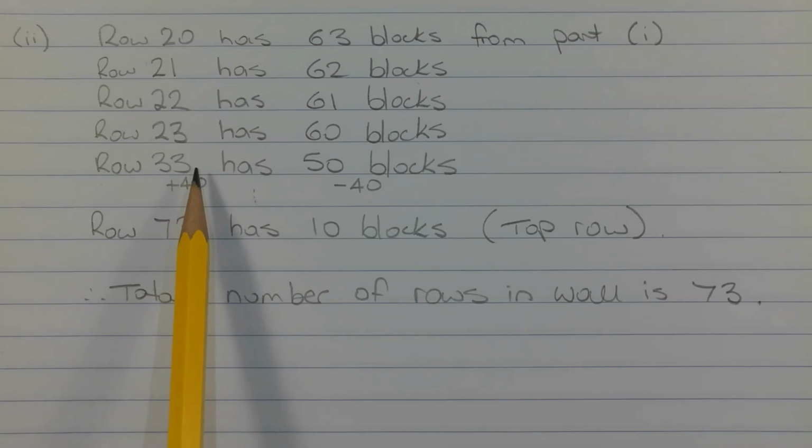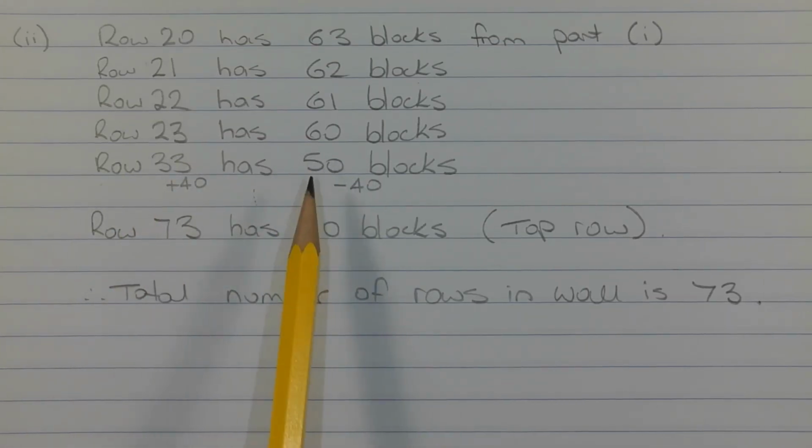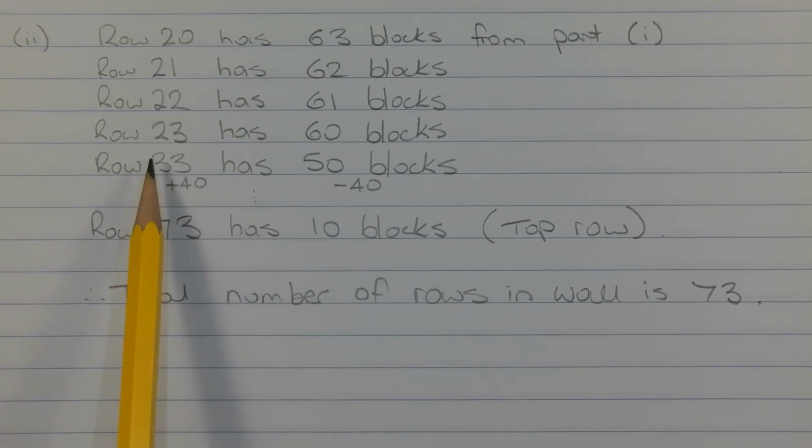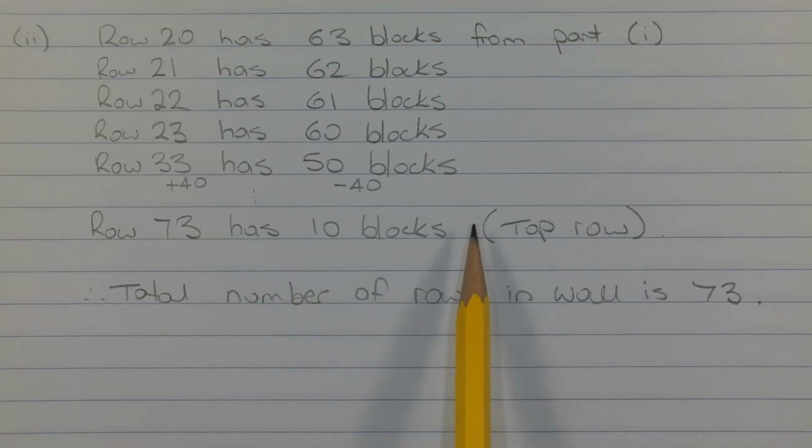So if we increase the row number by 40 and decrease the number of blocks by 40, 50 minus 40 equals 10, 33 plus 40 equals 73. So row 73 has 10 blocks, and that corresponds to the top row. Therefore, the total number of rows in the wall is 73.